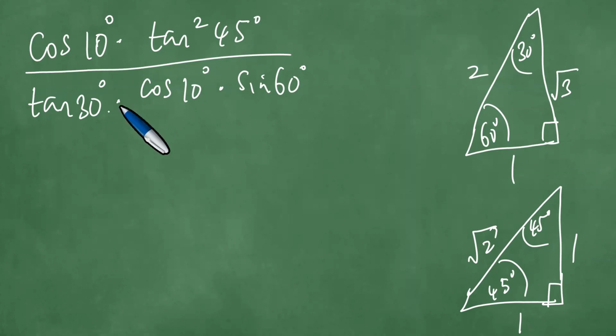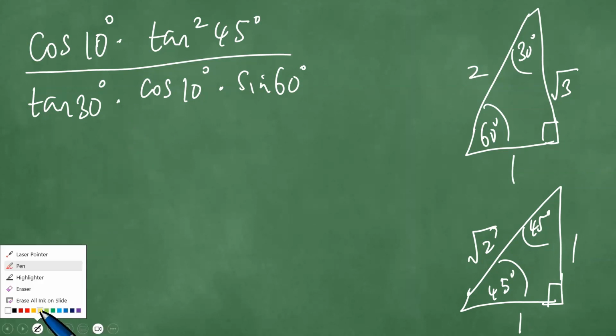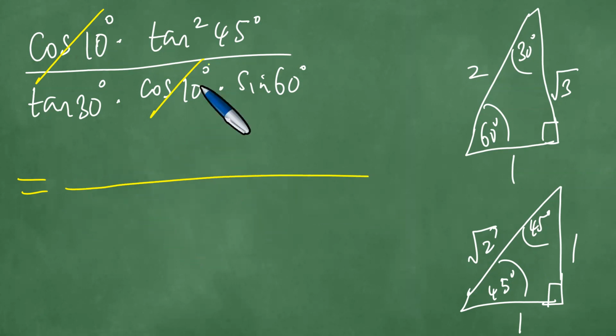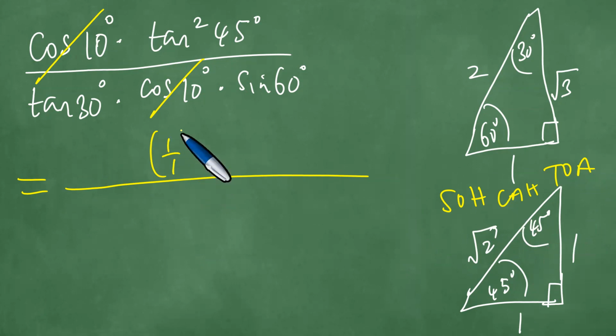Okay, let's get cracking. Cosine 10 cancels with cosine 10. The tangent of 45, use SOHCAHTOA. Using SOHCAHTOA, the tangent is opposite over adjacent, but look at the 45-degree triangle. Opposite 45, opposite over adjacent, which means it is 1 over 1. So it's 1 over 1, all squared because of the square of the tangent.